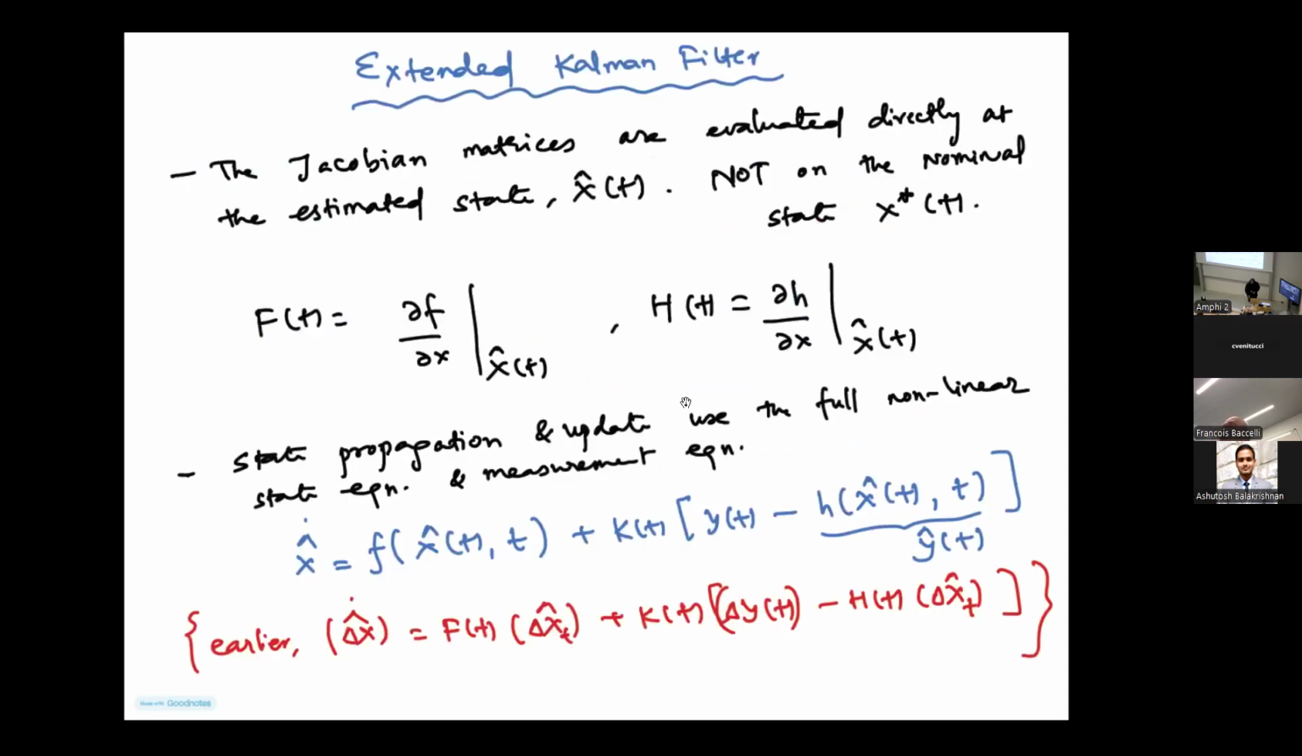So then we have the extended Kalman filter. In the extended Kalman filter, the Jacobian is evaluated directly at the estimated state and not at the nominal state, which is x star. So there is no need to take any delta x; you directly evaluate the Jacobian at x hat. The other modification is that the state propagation and update use the full nonlinear state equation and measurement equation. So earlier we were estimating each delta x hat, but now we estimate the entire x hat.